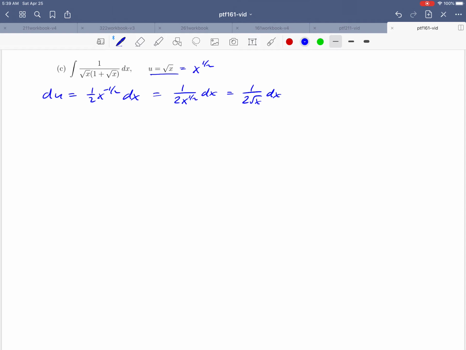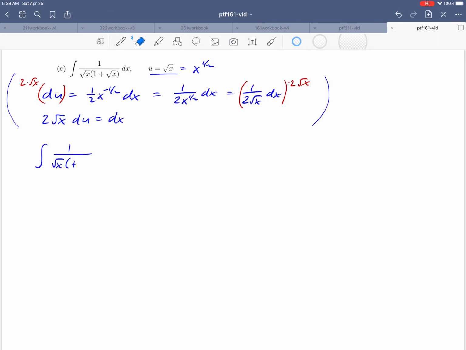The idea is we'd like to solve this for dx, so we're going to take both sides of this kind of long equation that we came up with and multiply by 2 square root of x, just to isolate the dx, and that's going to give us 2 square root of x du equals dx. So we'll file that work away, and the idea now is to take the integral that we started with and try to rewrite it in terms of this new variable u.